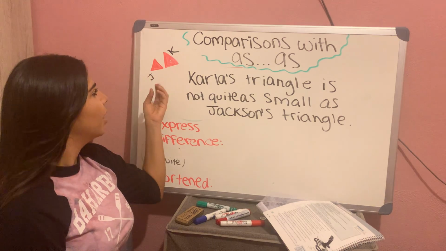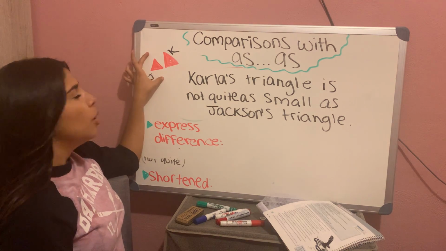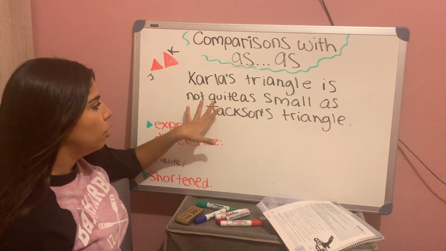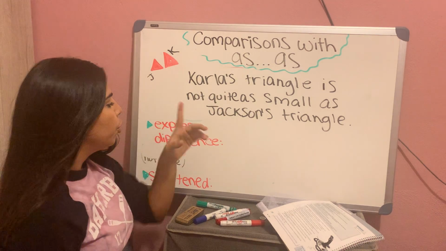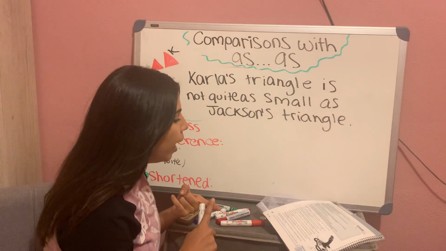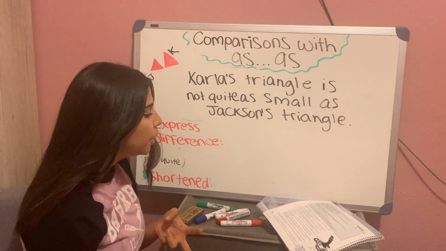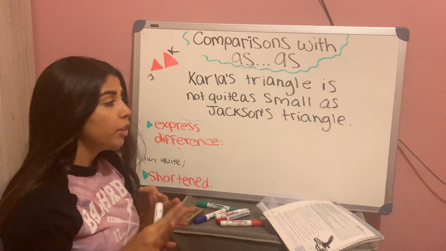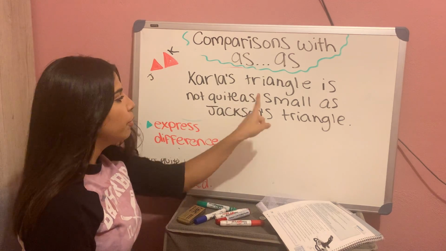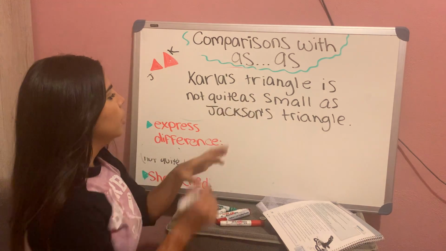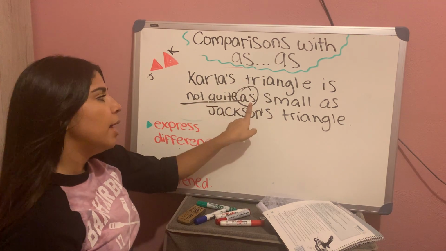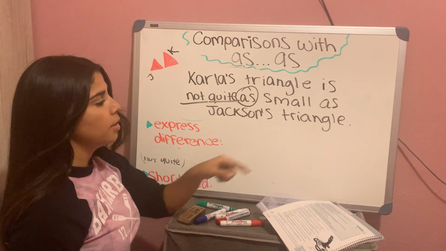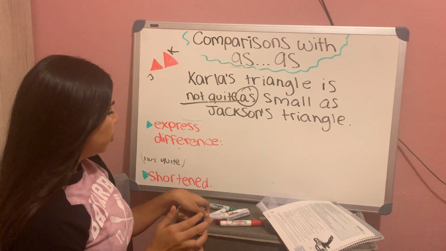No está tan pequeño, tampoco es tanta la diferencia. Entonces, por eso usamos not quite. Remember, when you are going to use not quite, not nearly, just, and everything, it will go always before the first as. Okay, so you have not quite as small as Jackson's triangle. Okay, so I really hope this makes sense.